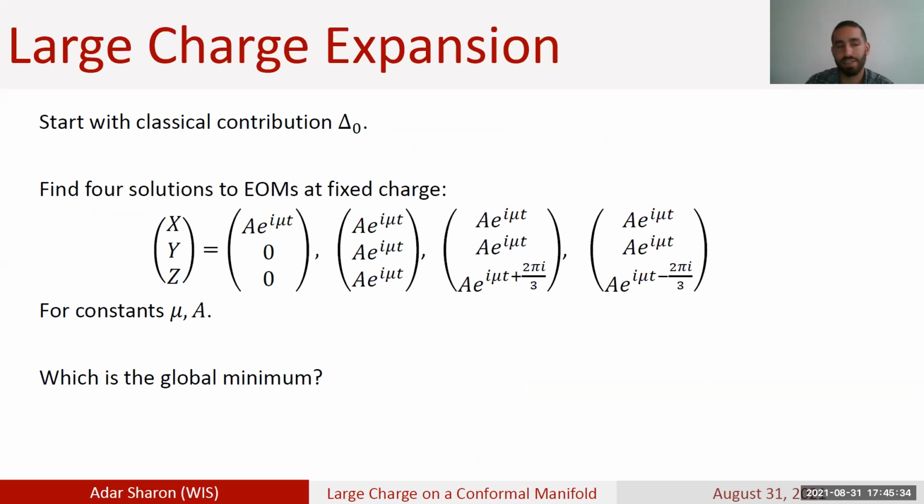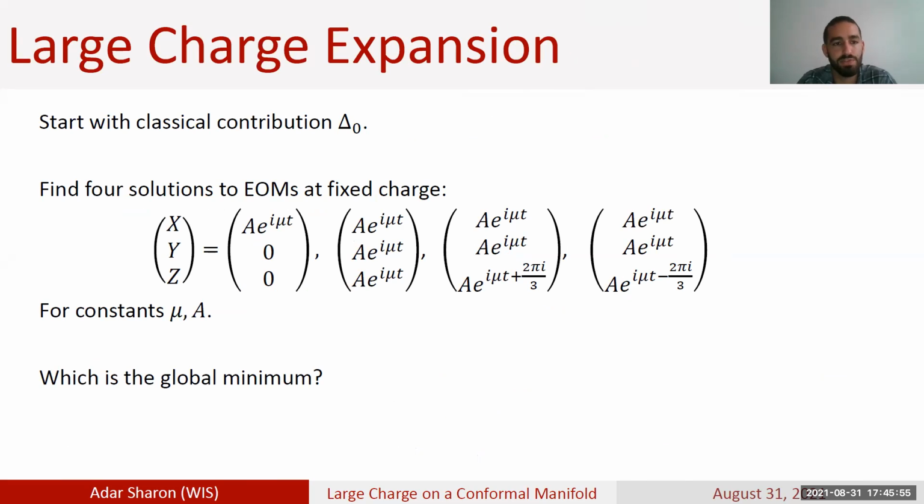Let's start with finding the saddle, that's the leading contribution, delta naught. Solving the equations of motion at fixed charge, you find that there are 4 different solutions to the equations of motion written down here. This is already surprising. In the O2 model or in the X cubed superpotential, there was always one solution because the theory is much simpler.